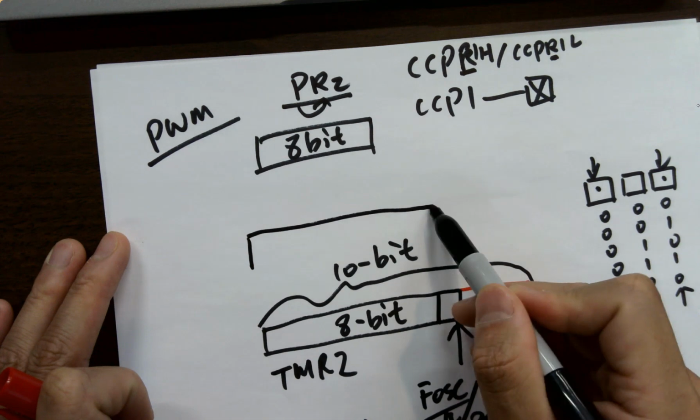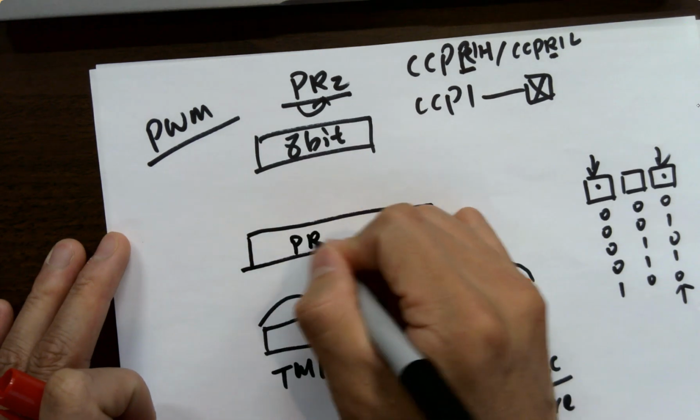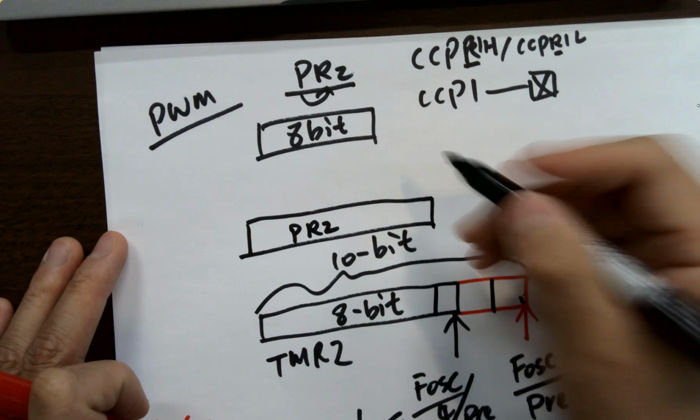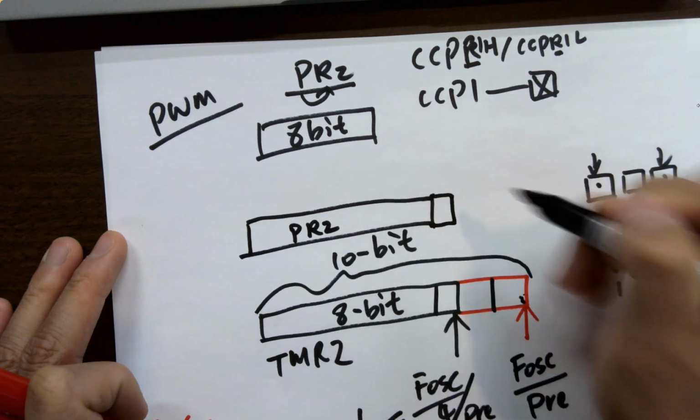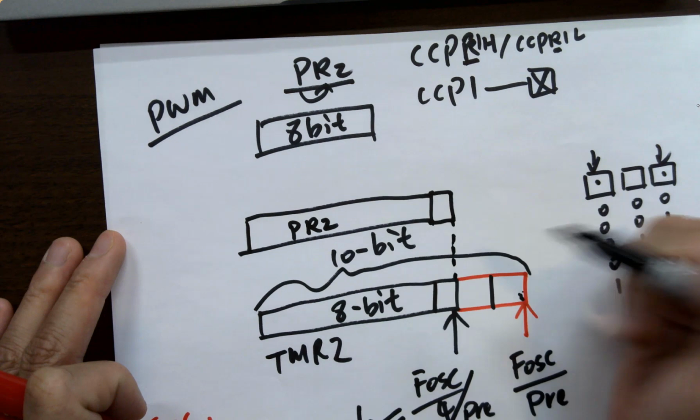Where's PR2? I have to draw PR2 here. It has to be here. Oh, sorry. It has to be here. It has to be aligned. Why?